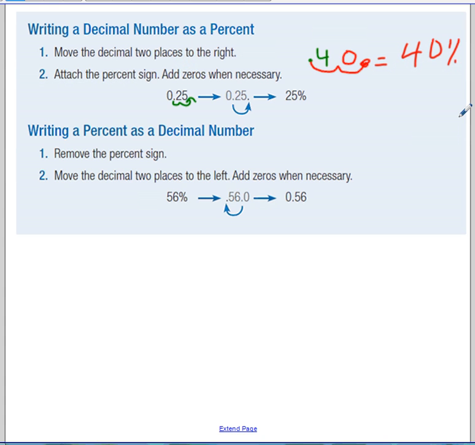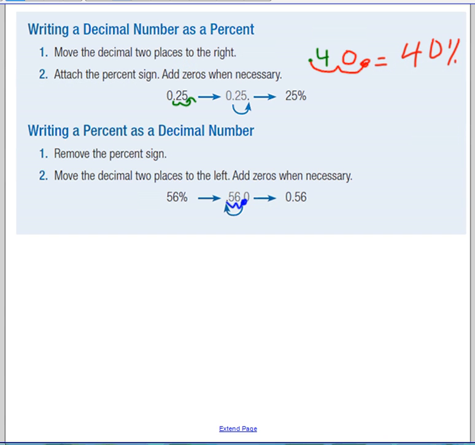Now you're going to do the opposite when writing a percent as a decimal number. So when you're writing a percent as a decimal number, you will take away the percent sign and then move the decimal 2 places to the left, and again adding zeros when necessary. And so for our 56%, notice they dropped the percent and added the decimal where it would be in a whole number. It's at the end, and then moved it the 2 spaces to the left to make it 0.56.